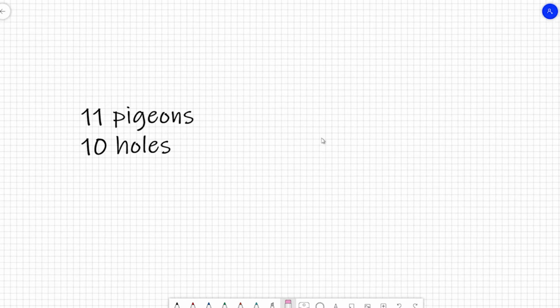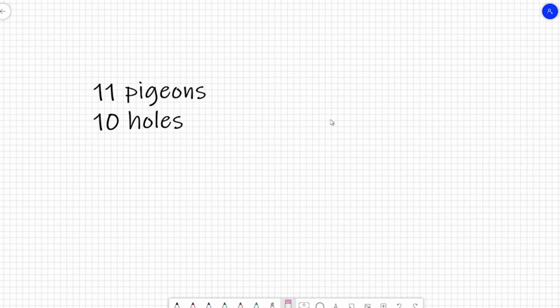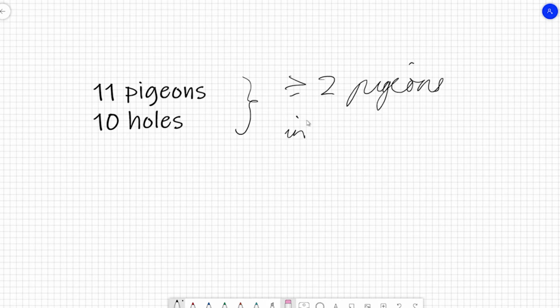Well, it's guaranteed that at least one hole will have at least two pigeons, isn't it? So basically, at least two pigeons in at least one hole. Of course, it's just the minimum condition.